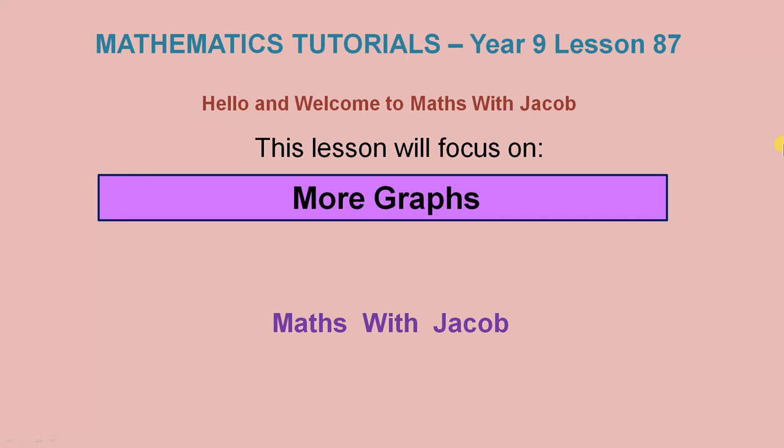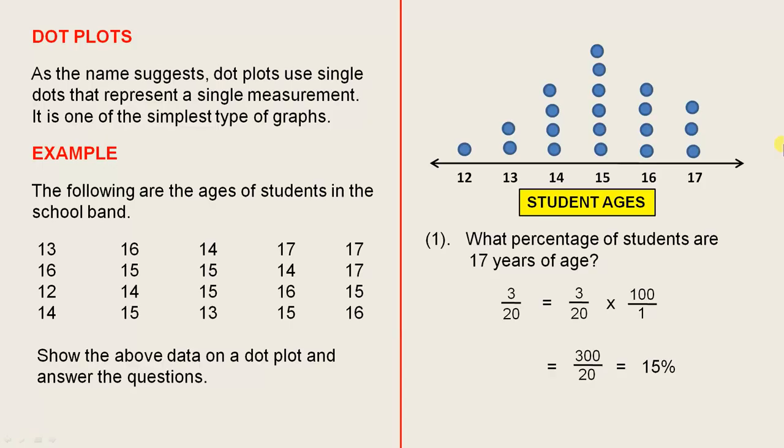This lesson will focus on more graphs. Dot plots. As the name suggests, dot plots use single dots that represent a single measurement. It is one of the simplest types of graphs. Let's look at an example.